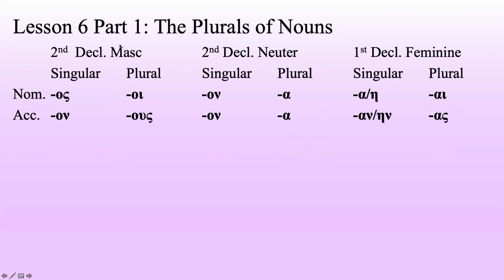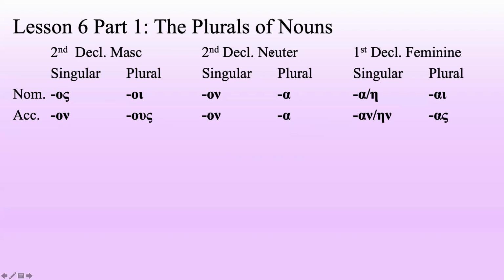In the second declension masculine, we have the singular column and a plural column, nominative on the top and accusative on the bottom. So the masculine singular nominative for the second declension is os, masculine singular accusative is on, masculine plural nominative is oi, and masculine plural accusative is us.